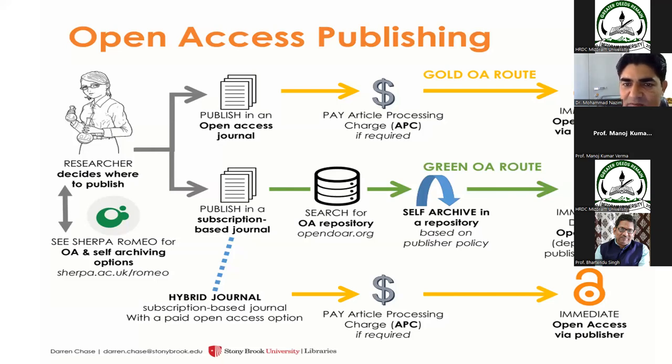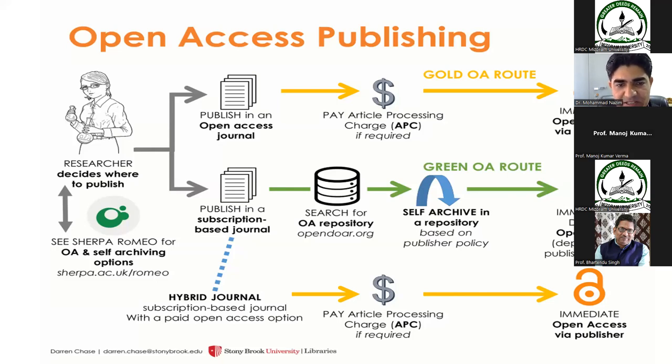So whatever may be the case, whether it is an APC-based journal or a journal without APC, after publication your article will be immediately available to the public. That is immediately open access. This is called the gold route.